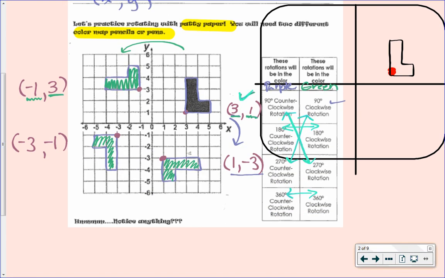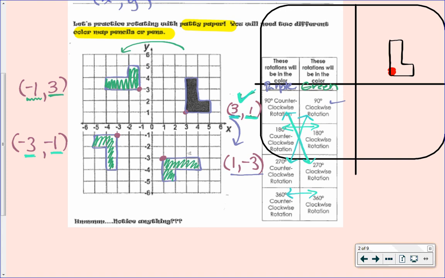Okay, so we started here at 180, and it doesn't matter which way we go. It's going to be in the opposite quadrant. What do you notice about your x value? It stayed in the same place, but it is opposite. What about your y value? Same thing. Same spot, but opposite.